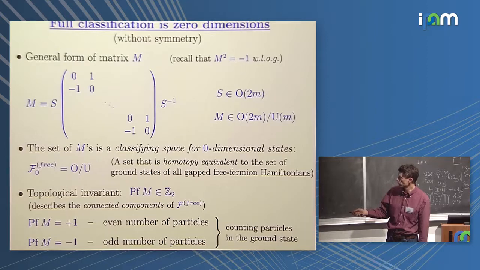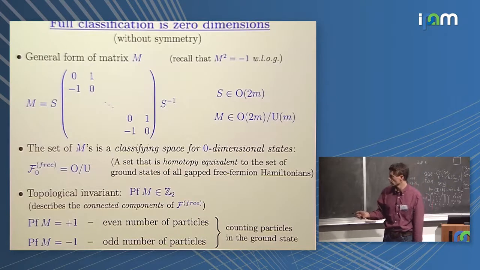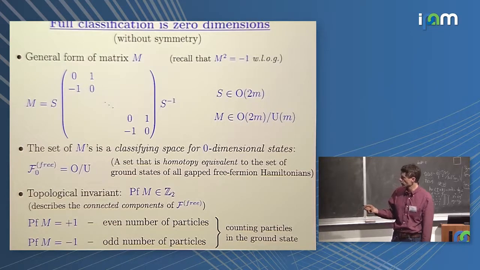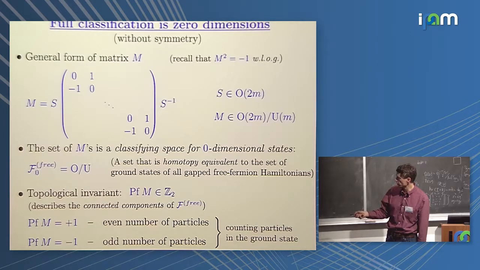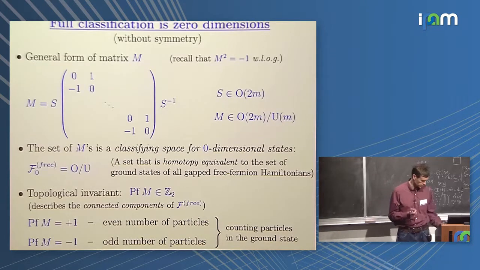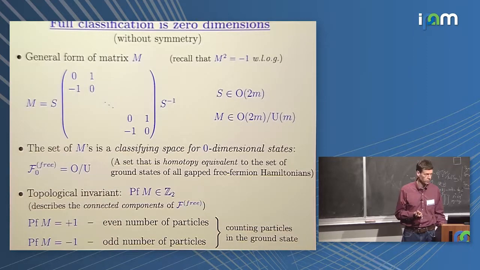The space of Hamiltonians is homotopy equivalent to O divided by U in dimension 0. And this space has two connected components. They're distinguished by the Pfaffian of the matrix M. Physically, the Pfaffian means whether there is an even number of particles or an odd number of particles in the ground state. So this is not just a property of the Hamiltonian, but actually a property of the ground state. The Hamiltonian is just a tool to stabilize the ground state.